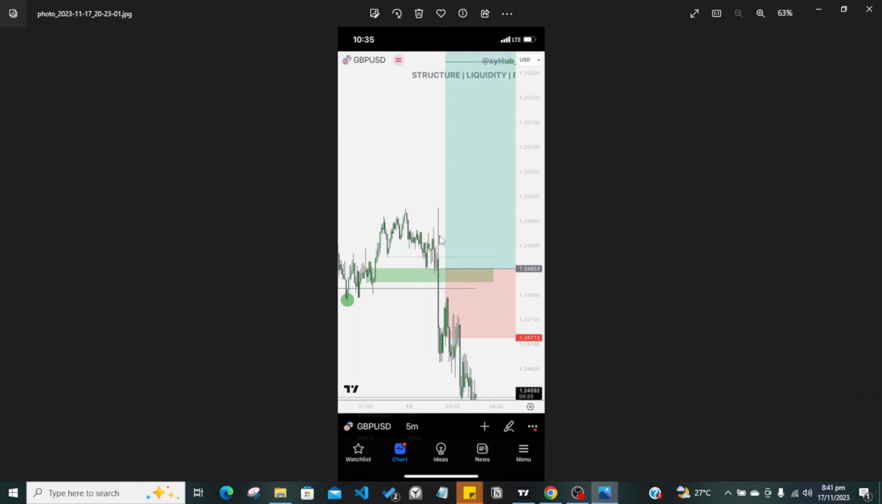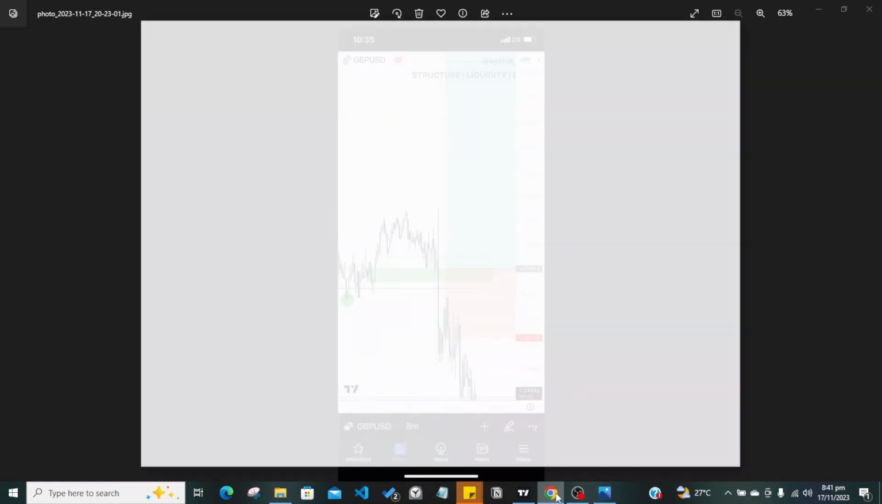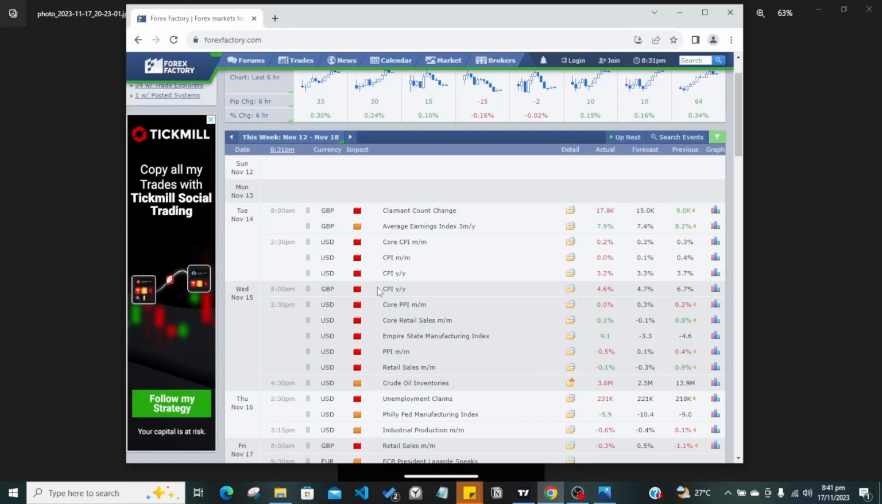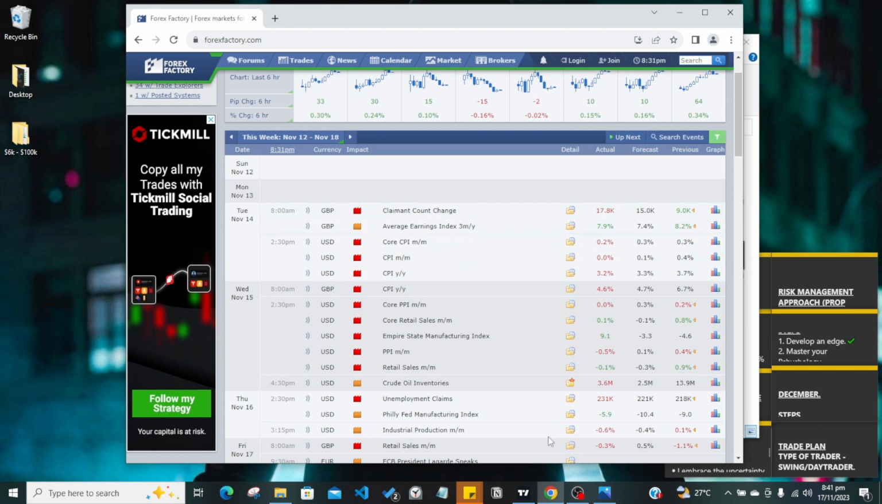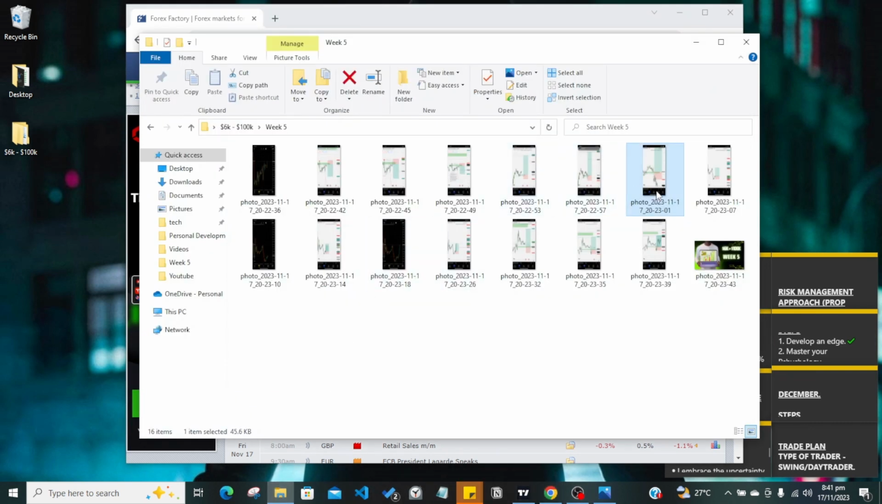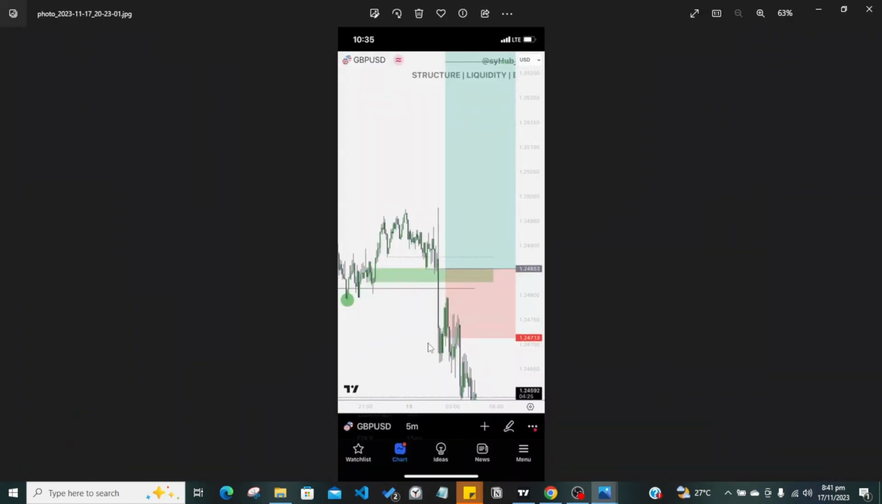They had another news event on Wednesday. Let me check what news came out on Wednesday. So it was on CPI, CPI for GBP. So that was the news event that took me out of the trade.